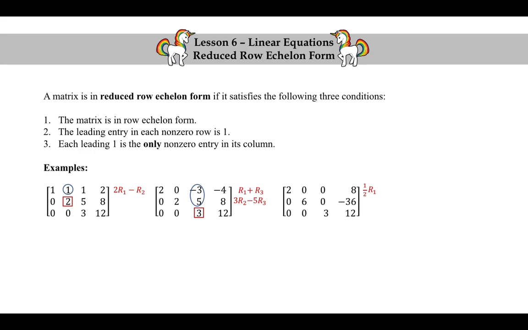We're going to go ahead and finish by scaling the 3 rows to get those leading entries to be 1. We multiply the first row by 1/2 to get 1, 0, 0, 4. The second row we multiply by 1/6 to get 0, 1, 0, negative 6. And we multiply the third row by 1/3 to get 0, 0, 1, 4. So the solution is x equals 4, y equals negative 6, z equals 4.